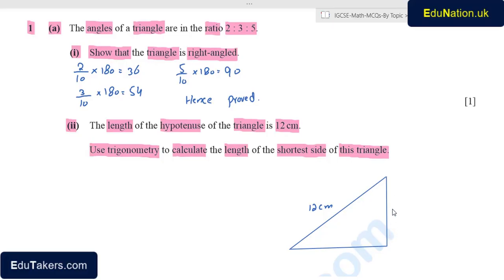This side is shortest. Let's say this is x. And the smallest angle is 36 degrees. This side is shortest, so the smallest angle will be this one, which is 36 degrees. And we have to calculate the value of x. By trigonometry, x over 12 equals sine of 36. And from this, x will be equal to 12 times sine 36.